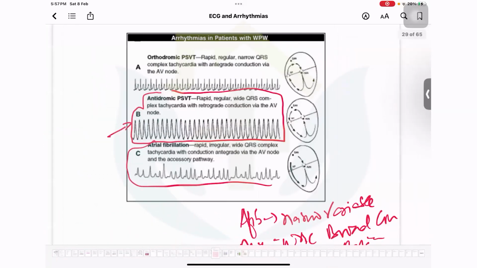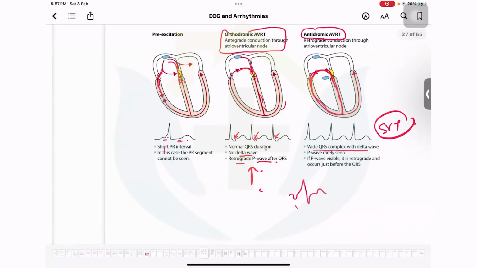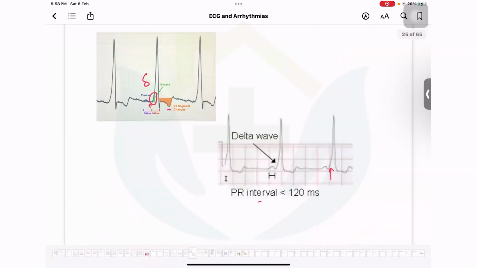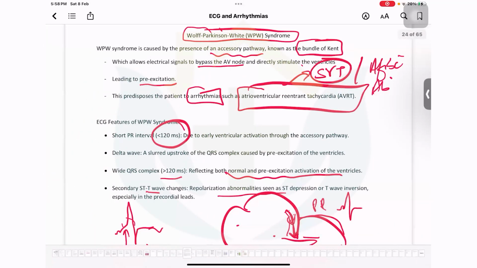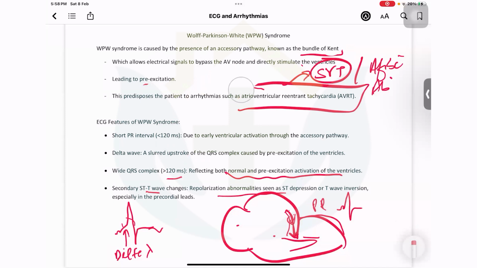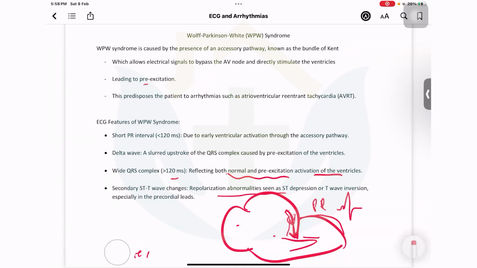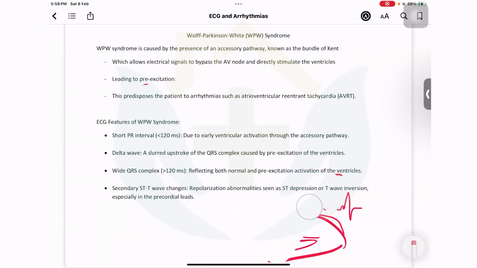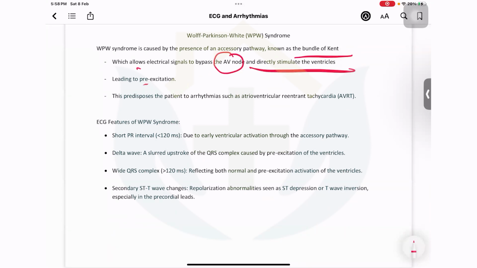Okay. So I have something very important for you to show. We will do WPW syndrome. So WPW syndrome is, I have already told you, that there is an accessory pathway known as the bundle of Kent. That bundle of Kent allows the signals to bypass the AV node and directly stimulate the ventricles, leading to pre-excitation.